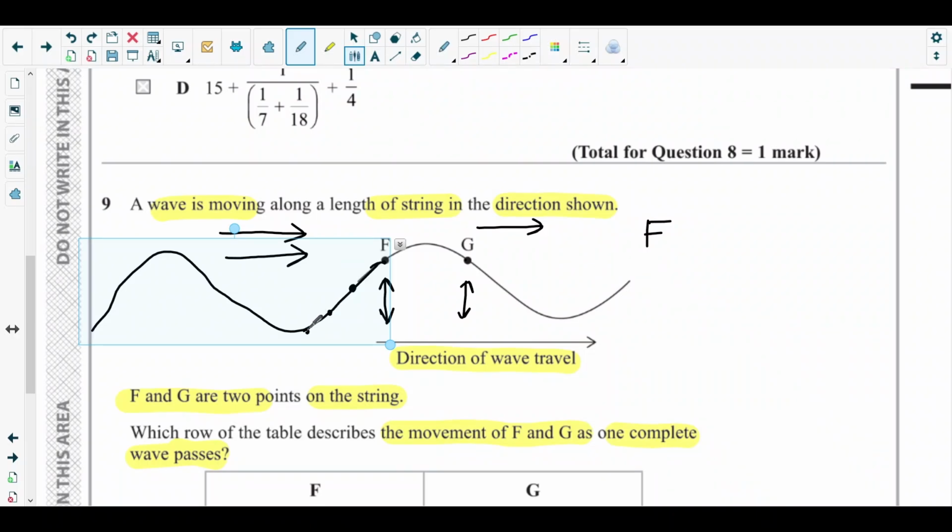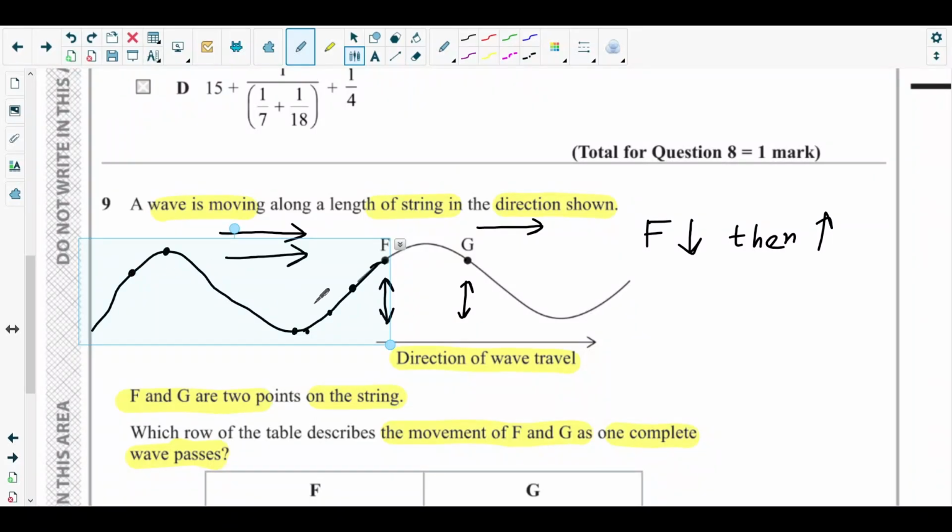It is at the lower point, and it will get to the minimum point, so it will go down. F will go down and then up, and then it will reach maximum. So is it a complete wave? No. From this point to that point, this is a complete wave.